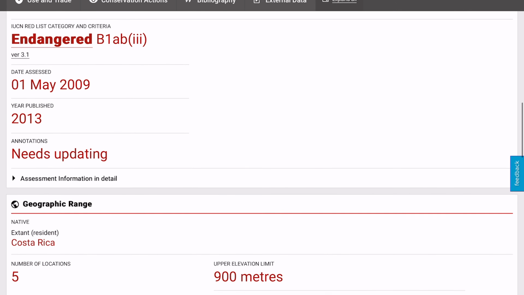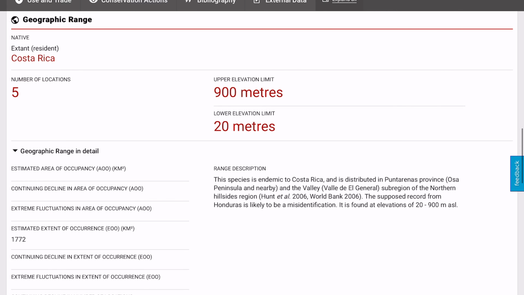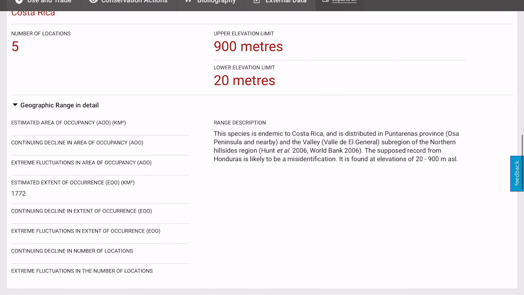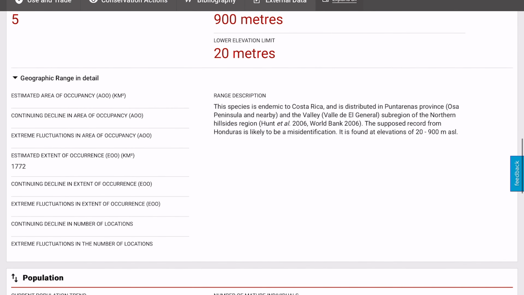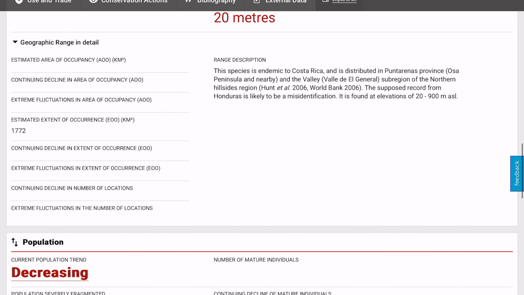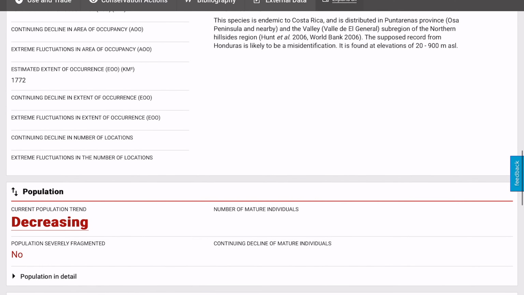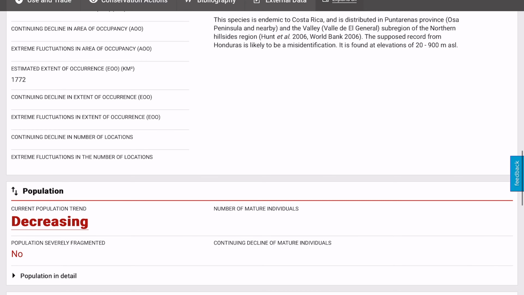For range description, it says this species is endemic to Costa Rica and is distributed in Punta Arenas province, Osa Peninsula, and nearby, and the valley subregion of the North Hillsides region. The supposed record from Honduras is likely to be a misidentification. It is found at elevations of 20 to 900 meters. So that's the thing that I kind of want to call out here, is that this supposed record from Honduras is likely to be a misidentification.